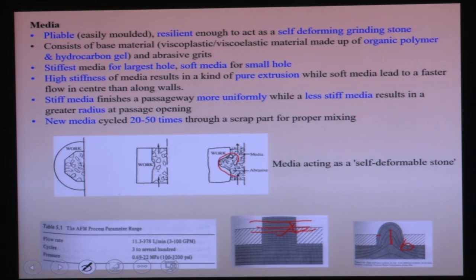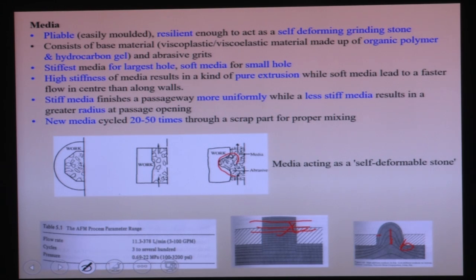Okay. So high stiffness of the media results in a kind of pure extrusion, while soft media leads to a faster flow at the center than along the walls. Stiff media finishes the passageway more uniformly, while the less stiff media results in a greater radius at the passageway.